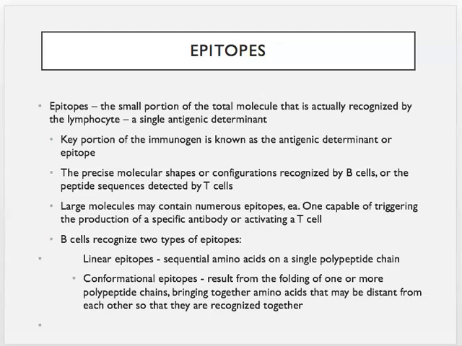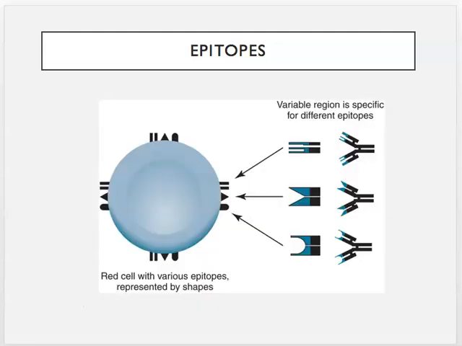So B cells recognize two different types of epitopes. The first one's called a linear epitope. So you've got sequential amino acids that are on a single polypeptide chain. And then you've got what are referred to as conformational epitopes that result from the folding of one or more polypeptide chains. So it brings together amino acids that would normally be distant from each other, so that they're recognized together, kind of like a pair.